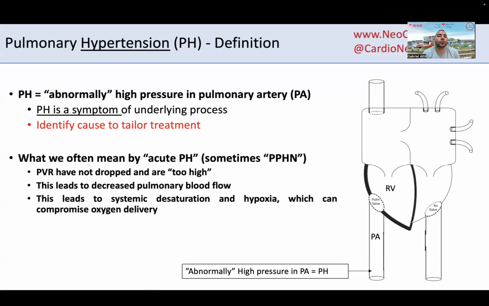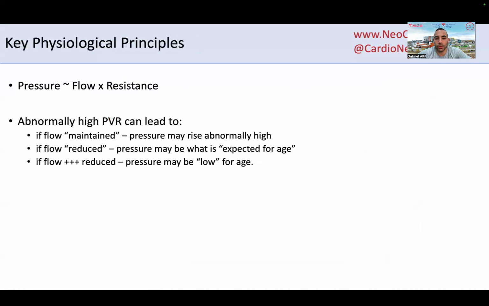And we often refer to acute pulmonary hypertension, or sometimes in some textbooks or literature as persistent pulmonary hypertension of the newborn, as referring to the fact that it's the resistance within the pulmonary vasculature that is too high and has not dropped. Too high for what we would consider or what we would expect as normal within this gestational age, which already on its own becomes a challenge to define. The fact that there's high PVR is assumed to lead to this decreased pulmonary blood flow, and eventually, because of this, we have some degree of systemic desaturation and hypoxia, which can lead to compromised oxygen delivery.